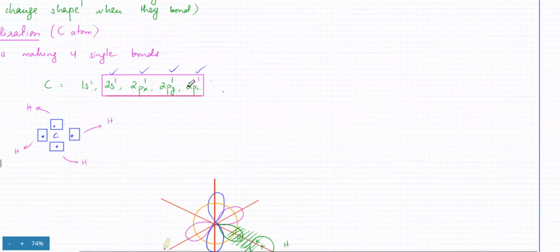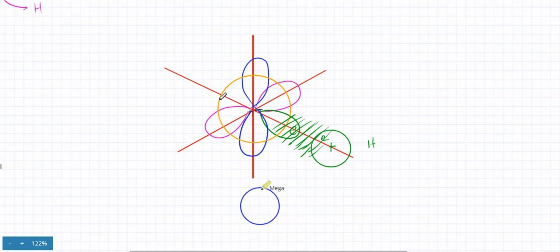I said then you have another hydrogen atom. It needs one electron as well. So it approaches carbon. Carbon has a blue orbital which has one electron. Hydrogen has one electron. They start pulling on each other's electrons, and the electron is most likely to be found in this middle area.